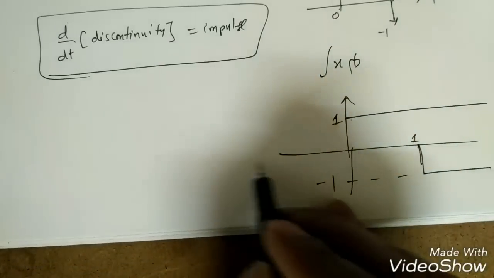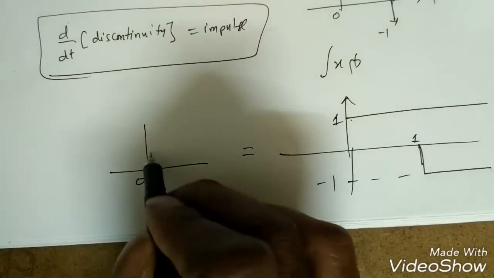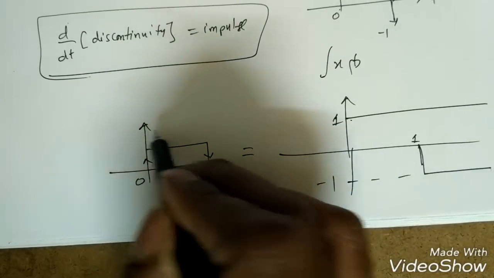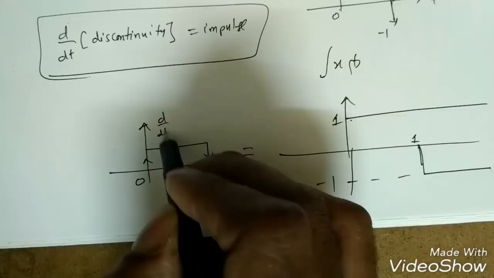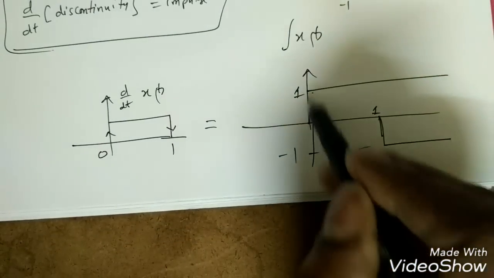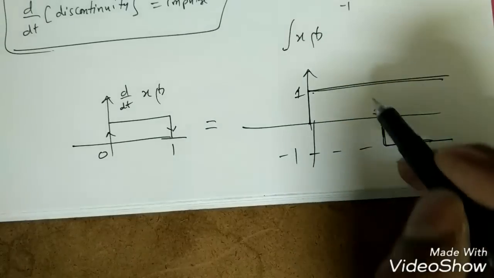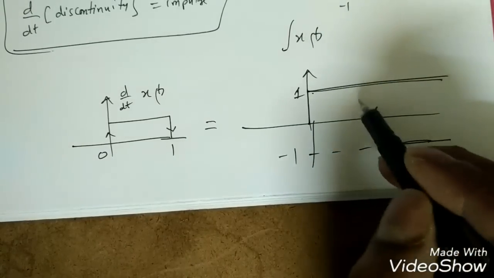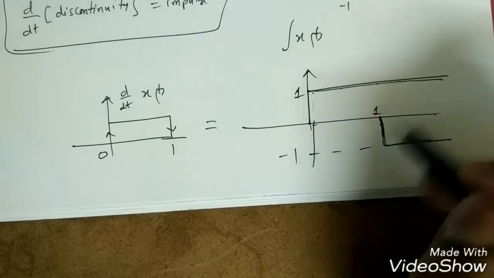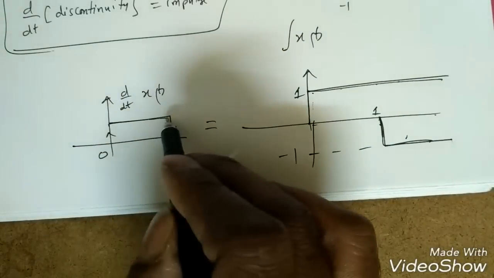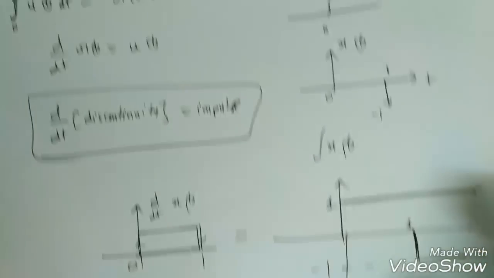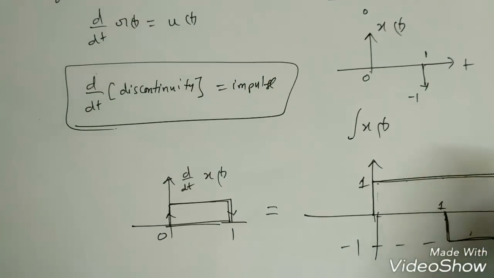So what is the resultant you will get? You will get from 0 to 1. This is the differentiation of this x of t, right? This is one signal and this is one signal. So if I add, this is 1 and this is -1, both will be cancelled. We will get it as 0 to 1, right? So this is about the differentiation and integration.